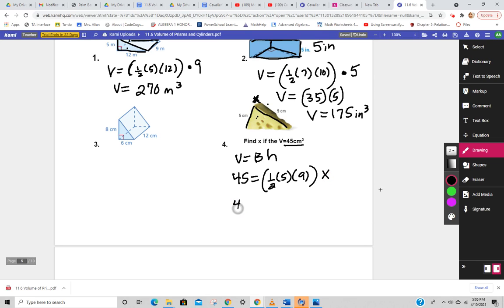All right, so let's multiply this out. This is going to be 22.5x. Divide both sides by 22.5. So x is 2. So the height is 2.